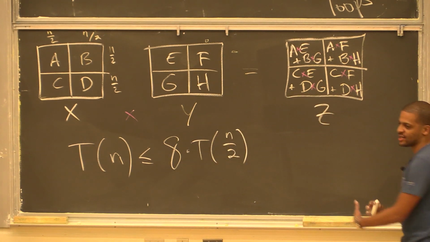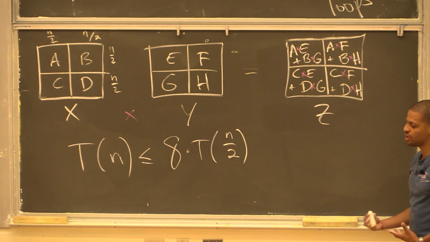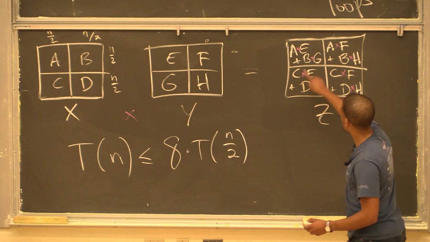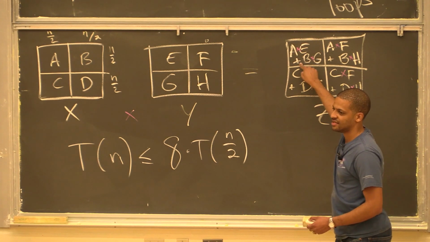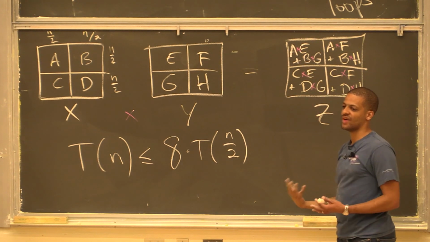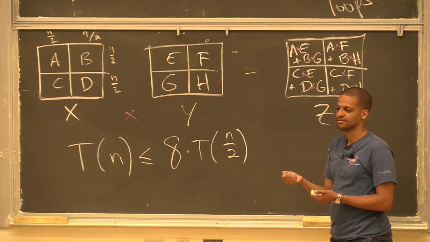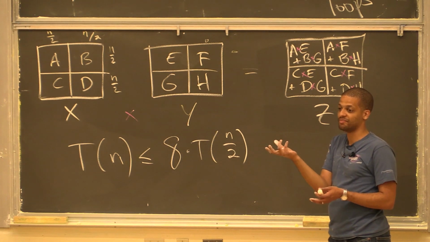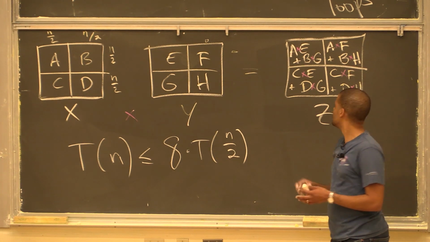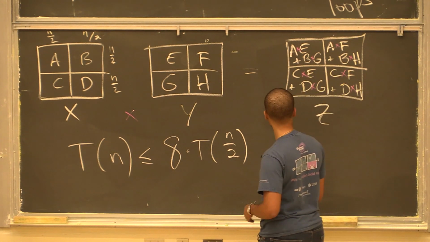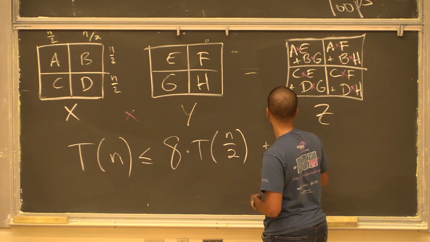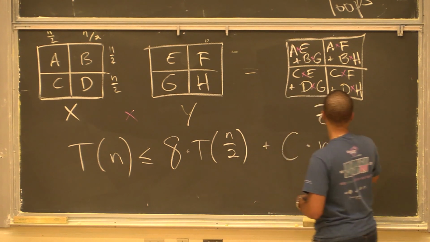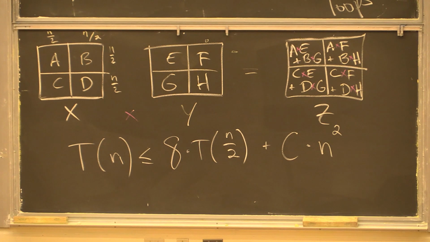And then you have to put the answers together. What do you do to put the answers together? You add the results together, right? To add matrices is fast. It's just entry-wise addition. There are n squared pairs of entries you have to add. That takes n squared time, right? And so there are a bunch of additions here, but a constant number of matrix additions. So this is plus some constant times n squared. Okay?